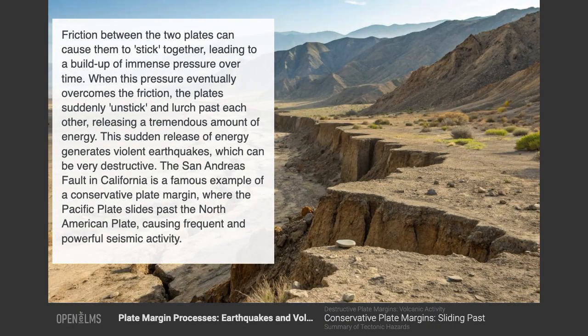Friction between the two plates can cause them to stick together, leading to a buildup of immense pressure over time. When this pressure eventually overcomes the friction, the plates suddenly unstick and lurch past each other, releasing a tremendous amount of energy. This sudden release of energy generates violent earthquakes, which can be very destructive. The San Andreas Fault in California is a famous example of a conservative plate margin, where the Pacific plate slides past the North American plate, causing frequent and powerful seismic activity.